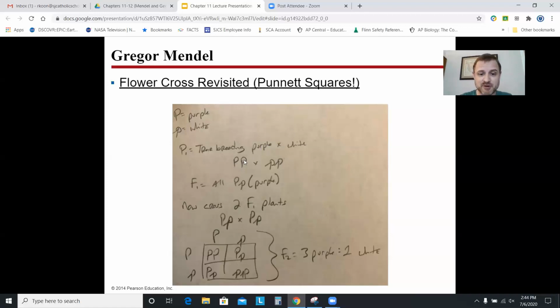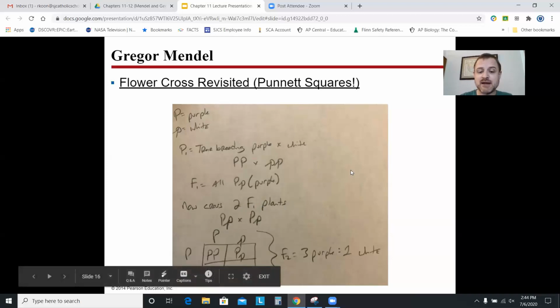To do the F1, I don't need to do a Punnett square. This plant can give a big P, this plant can give a little p. So all my F1s are big P, little p. That's simple. And Mendel got purple for all his F1s, remember? Now, I'm going to cross two F1 plants, big P, little p, to get my F2s.